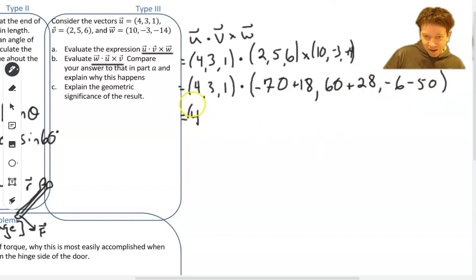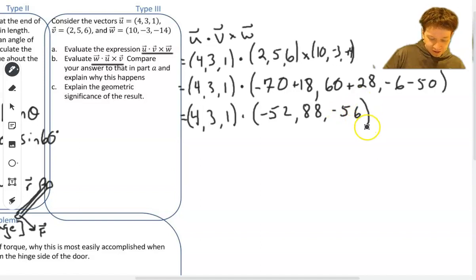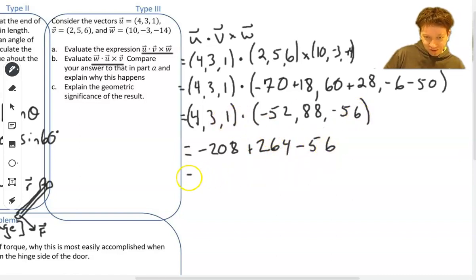So now we need to do the dot product between 4, 3, and 1, and minus 52, 88, and minus 56. So we're getting big numbers, but the answer is actually quite interesting. So first we're going to get minus 208, so 4 times negative 52, plus 3 times 88, so 264, and 1 times minus 56, minus 56. And those give you 0.